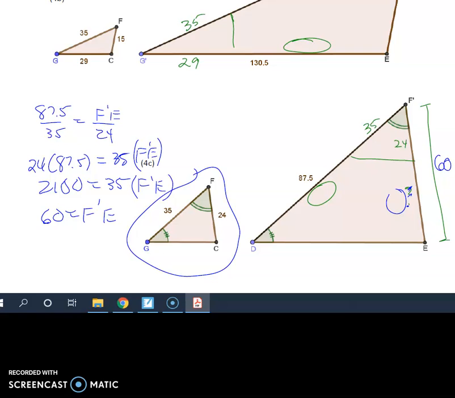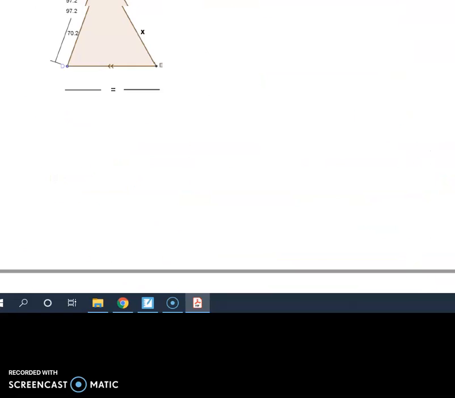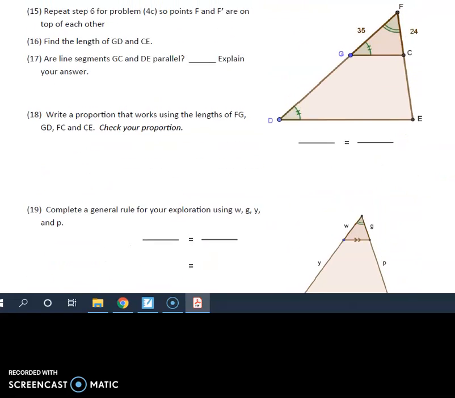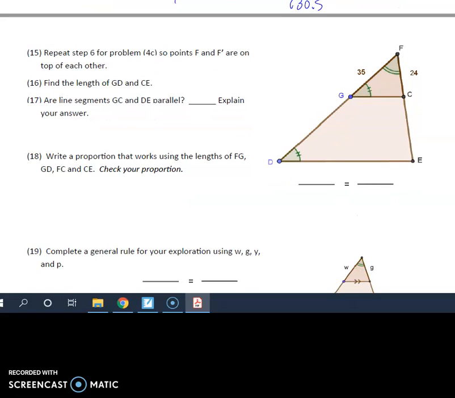You have to know at least two of the three numbers. So each side is broken into two pieces, and you have the total length. So of the three numbers, you have to have two of them to be able to find the third one. So going back up here, this length here is 60, and that length is 87.5.